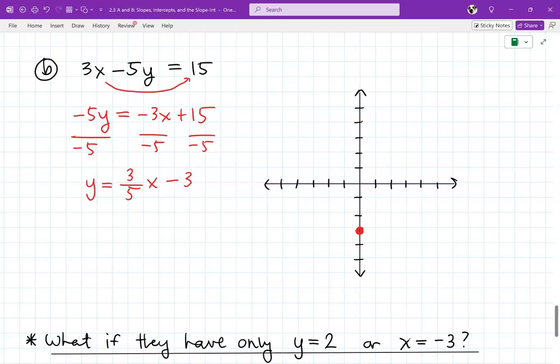And then my slope is 3/5. Up or down? Up 3 times, right? And then 5 times over. So 1, 2, 3 up. 1, 2, 3, 4, 5. That's way over here. Connect those dots, and I'm done.